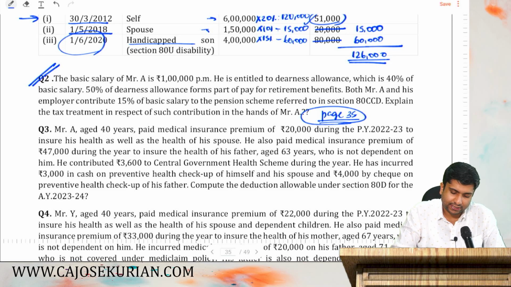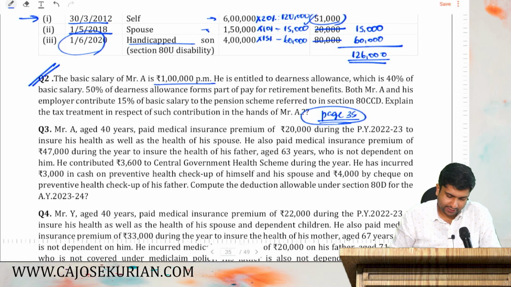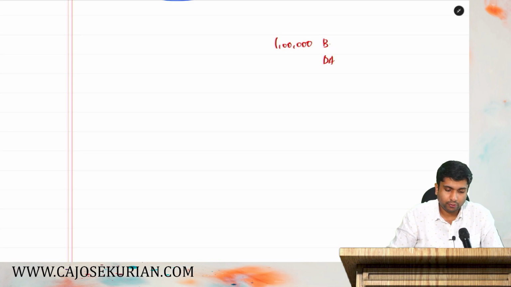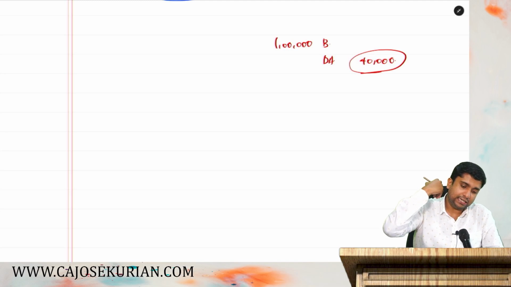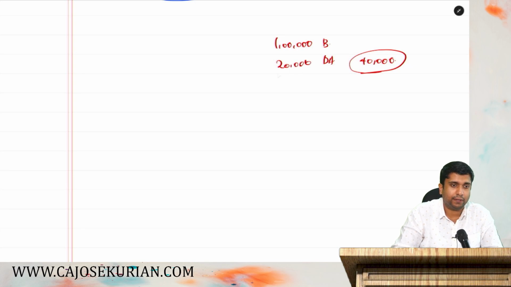The basic salary of Mr. A is 1 lakh per month. He is entitled to DA, dearness allowance, which is 40% of the basic salary. So basic salary is 1 lakh and DA is 40%, that is 40,000 rupees. Now 50% of the DA forms part of the retirement benefit. That means out of this 40,000, only 20,000 forms part of the retirement benefit. Yes or no? Listen, 40% of basic salary is the DA. Then only 50% of DA forms part of retirement benefit. That means ultimately only 20,000 forms part of retirement benefit. So basic plus DA will be 1,20,000.